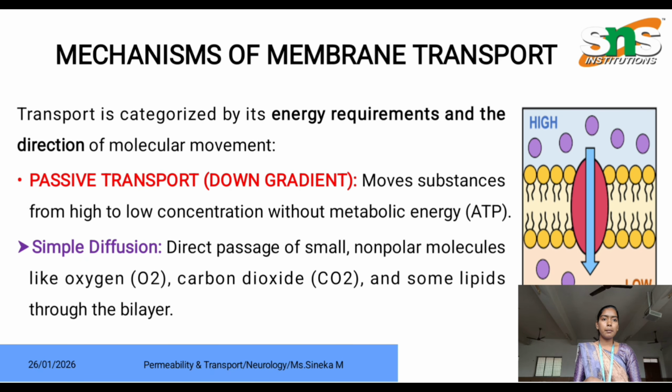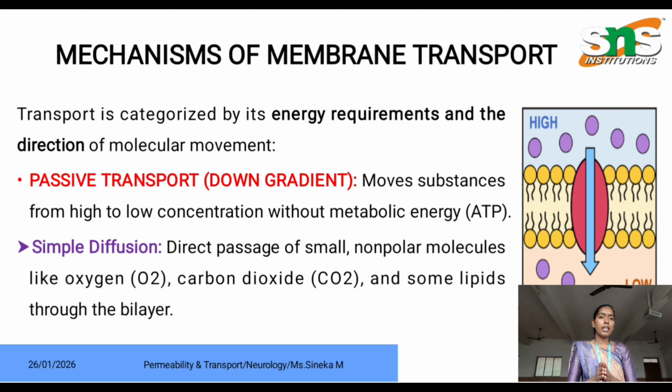Next is mechanisms of membrane transport. Transport is characterized by its energy requirement and its direction. Usually passive transport does not need energy, but active transport needs energy for molecular movements inside the cell. Passive transport, down gradient, moves substances from higher concentration to lower concentration without metabolic energy. For higher to lower concentration transport, they do not need energy to move the substances.